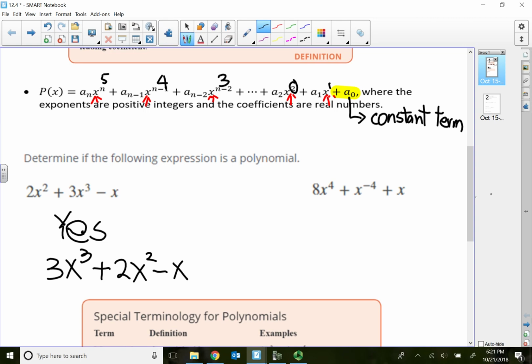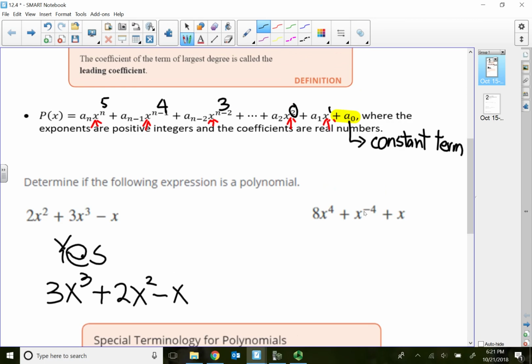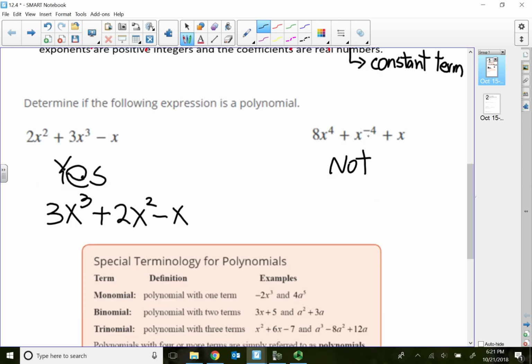So the degree of a polynomial determines which term is the first term. Once I know which term is my first term, the coefficient of that first term is called the leading coefficient. Now look at this one on the right. See this negative 4 for an exponent? That actually makes this not a polynomial, because the exponent has to be a positive integer. I can never have a negative. So no negative exponent, no fraction exponent or decimal exponent. It has to be positive integers.